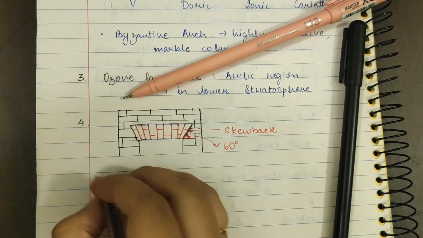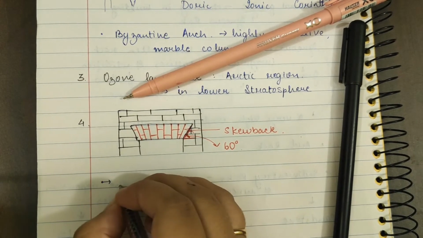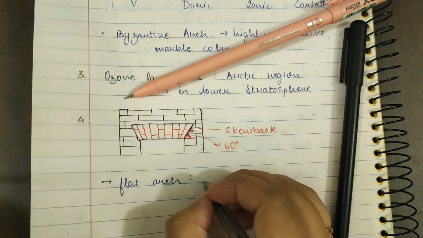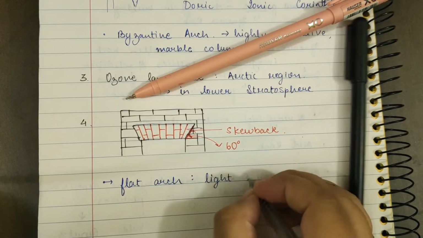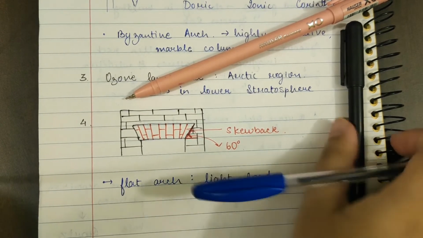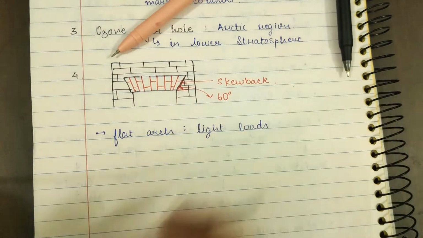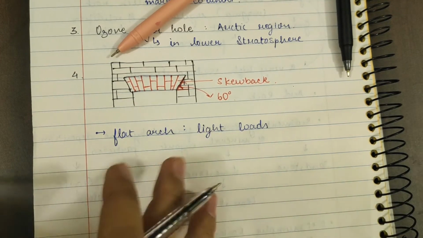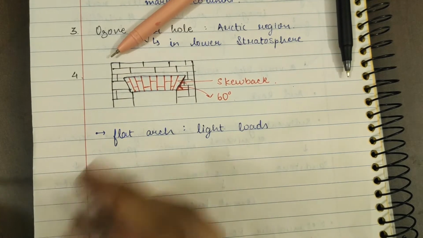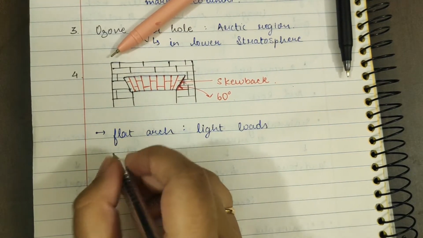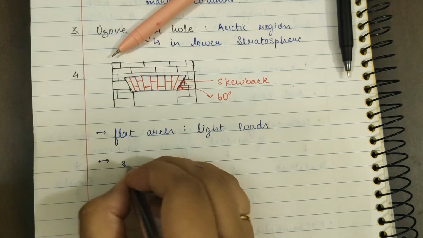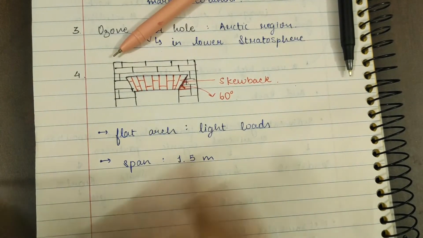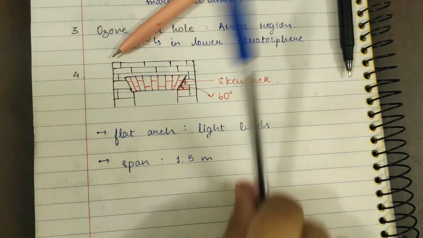Also, a few points: the flat arch is only used for light loads. You'll also have lots of questions related to arches and their elements, like the keystone, voussoirs, intrados, extrados, everything, so you have to know a little bit in detail about it. And also the span of the flat arch is only going to be around 1.5 meter for light loads.